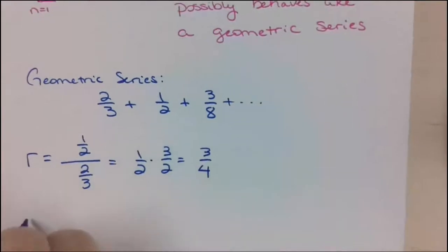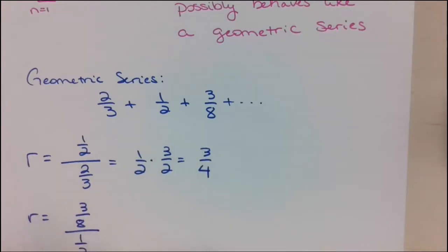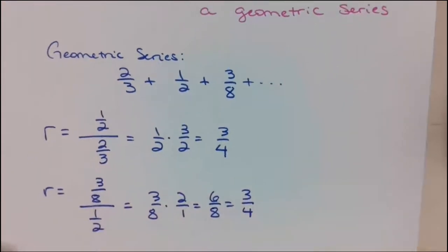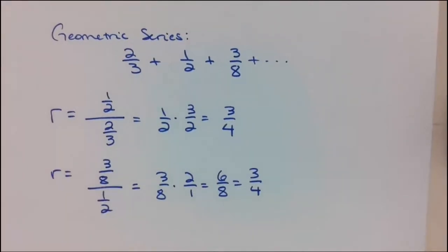I could have done this with the 3/8 as well. If I'd picked the 3/8, I could divide by 1/2 and multiply by the reciprocal, and we get 6/8 or 3/4. And of course, that common ratio is going to be the same because we were told in the beginning that it's a geometric series.